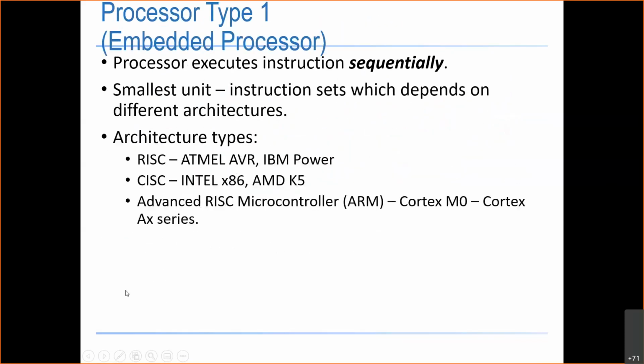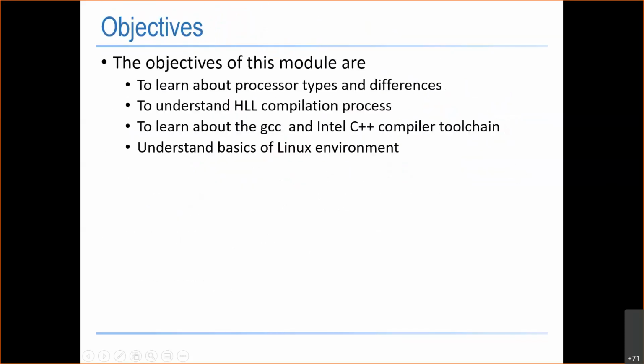So what we're going to see in this chapter is actually the objectives: to learn about the different types of processors and their differences, and also understand the high-level language compilation process. We're also going to look at the GCC compiler toolchain, and we're also going to run some commands on the Linux environment, which is normally used for many embedded systems out there.